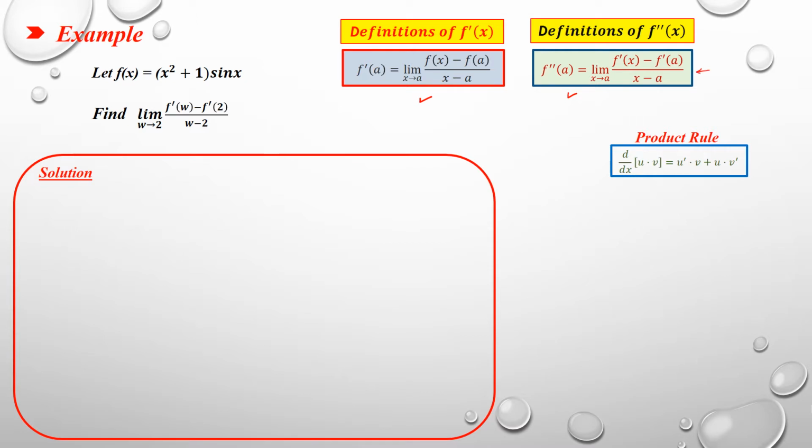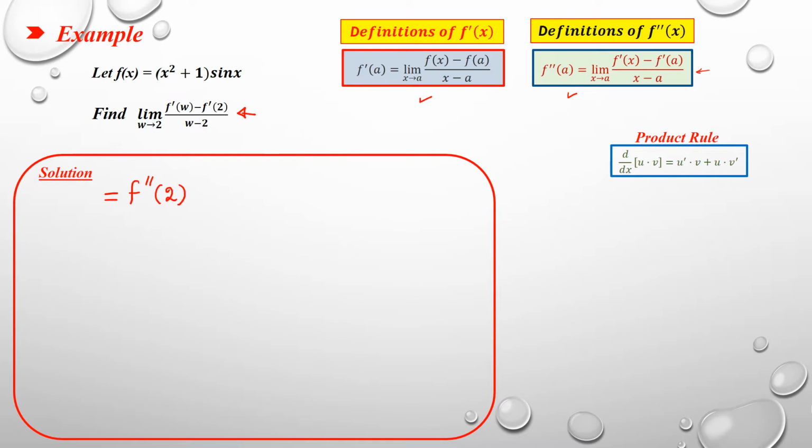So our limit in this example, we have the limit of f prime of w minus f prime of 2 divided by w minus 2 as w goes to 2. So our limit equals f double prime of 2.